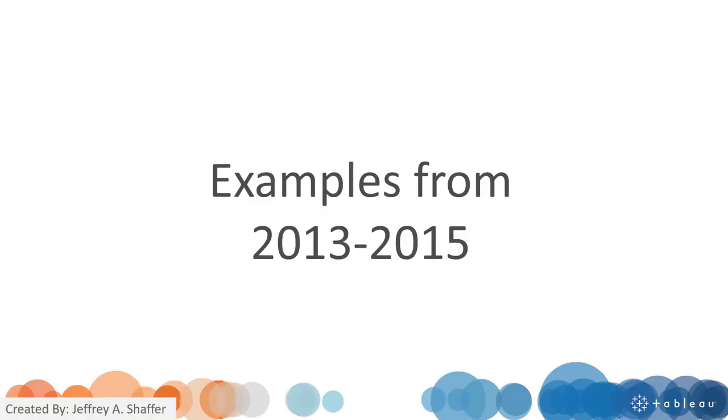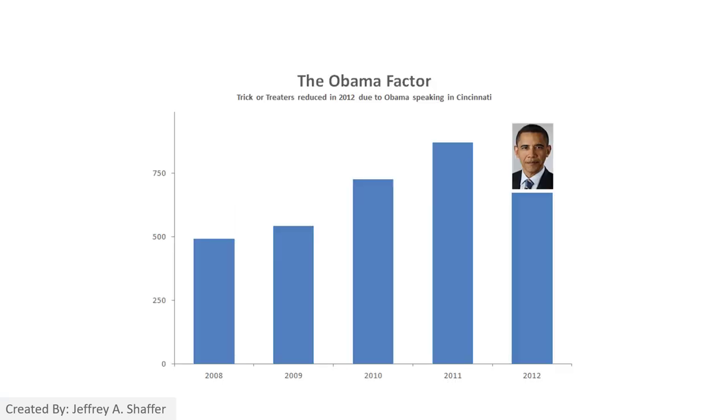All right, so let's go through some more examples. Here we are looking at examples from 2013 to 2015. This is an interesting example that tells the story that we have fewer visitors because President Obama was scheduled to give a speech on Halloween Day. So people were watching the speech rather than coming out for Halloween to do trick or treat.